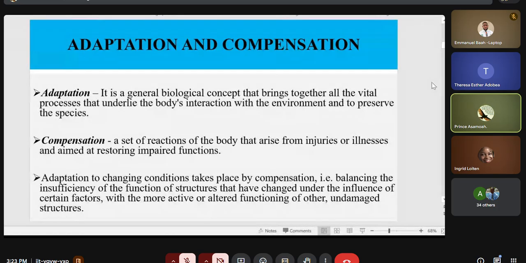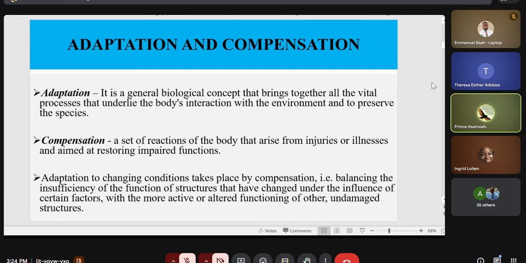Now, the resistive power of the cell against the environment. Okay, so the resistive power of the cell is what we are going to look at.